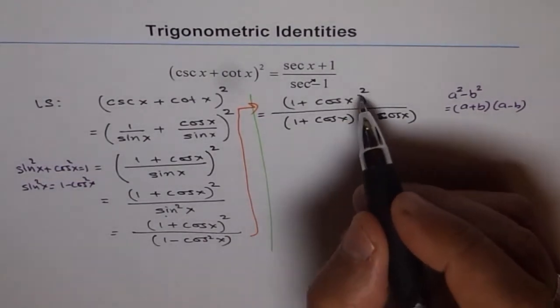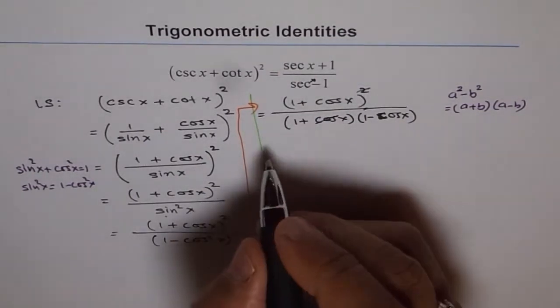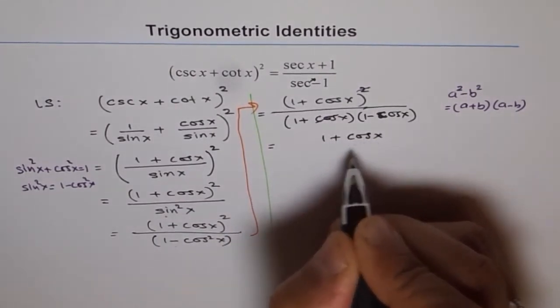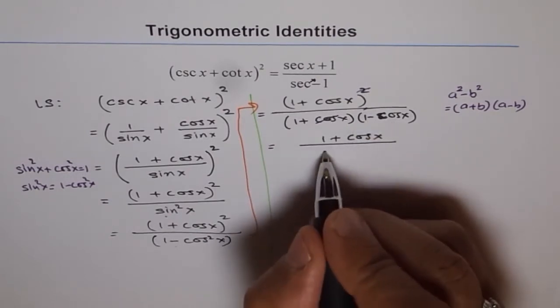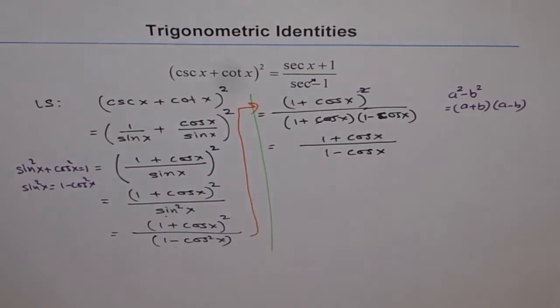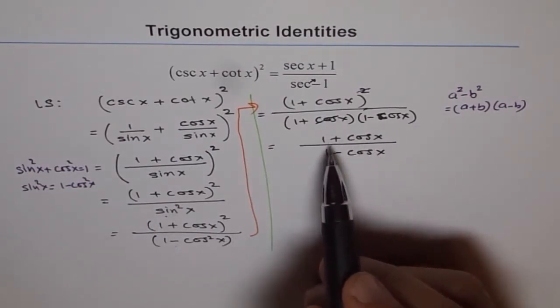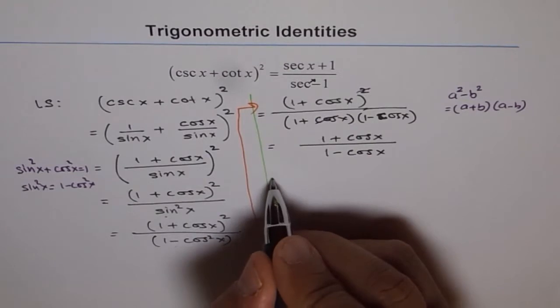Now if you look at it, that cancels out, right? And therefore we are left with 1 plus cos x divided by 1 minus cos x. Correct? But still our identity is not proved, right? We need to find secant x, not in cos x terms, secant x. So let's do one thing. Let's factor out cos x and see what we get.